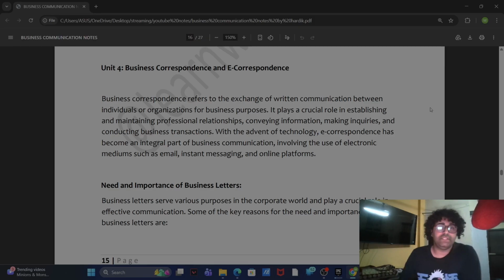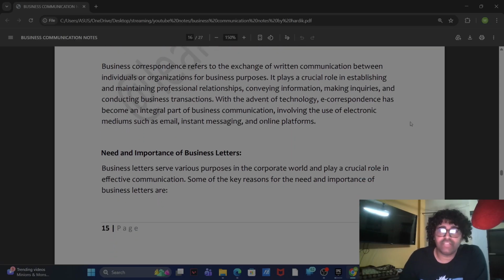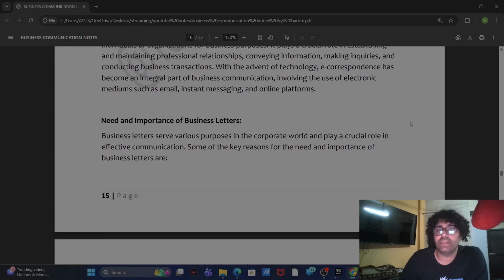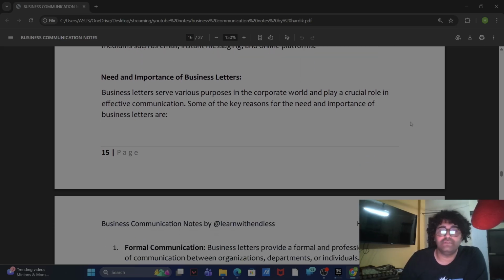E-Correspondence. Business correspondence refers to the exchange of written communication between individuals or organizations for business purposes. It plays a crucial role in establishing and maintaining professional relationships, conveying information, making inquiries, and conducting business transactions. With the advent of technology, e-correspondence has become an integral part of business communication, involving the use of electronic mediums such as email, instant messaging, and online platforms.